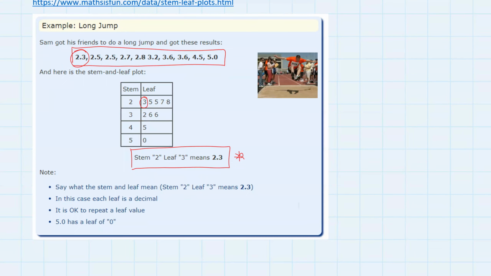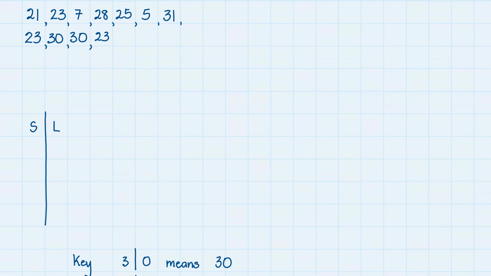Okay, so let's put this into practice. Here's a list of numbers. I've got 1, 2, 3, 4, 5, 6, 7, 8, 9, 10, 11 numbers. I'm going to first of all draw the stem and leaf for this, and then I'm going to work out some summary statistics and work out the median, upper quartile, lower quartile, etc.